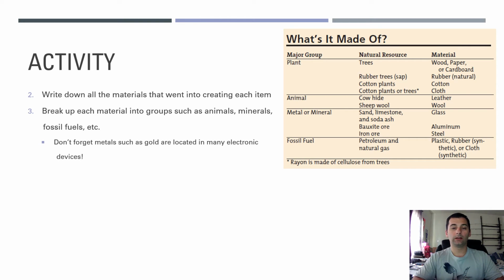Please don't forget that if you have electronics such as your cell phone, oftentimes there's more metal in it than just copper. Oftentimes you'll learn that there is actually a gold chip or some other gold items within most of your electronics. So please pause this video right now so that you can investigate what all went into making your item and what your item is comprised of.